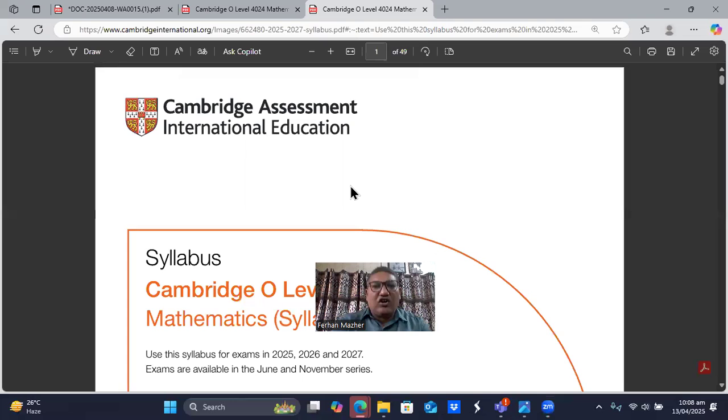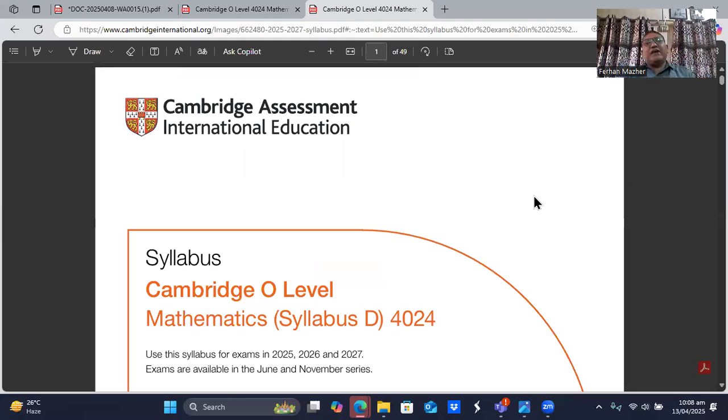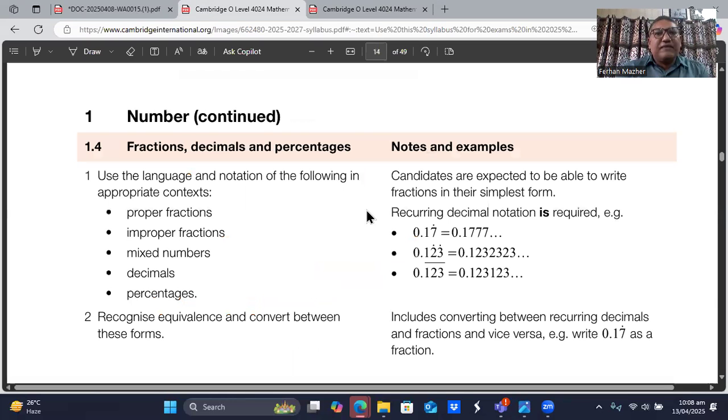This syllabus content has been added into the Mathematics Syllabus D 4024, and this will be used for the assessments which are starting from 2025. If you look at the syllabus content, this is the thing in which we are interested. Here you see we have decimal fractions which can have a dot on one digit, or a dot on two digits. Or instead of putting dots, they might put a bar.